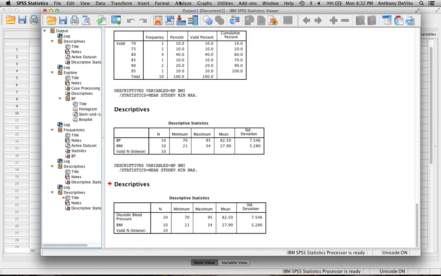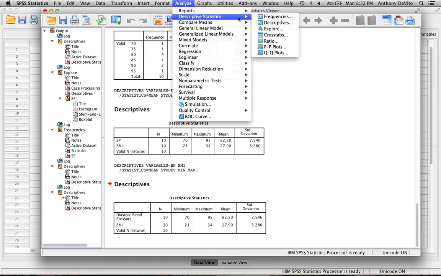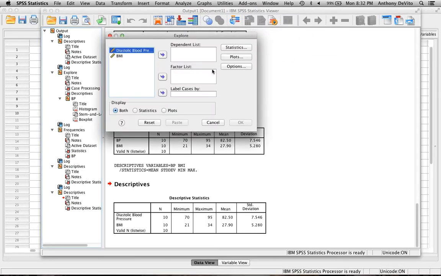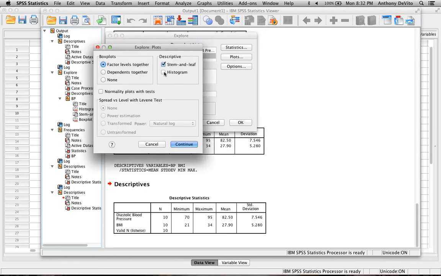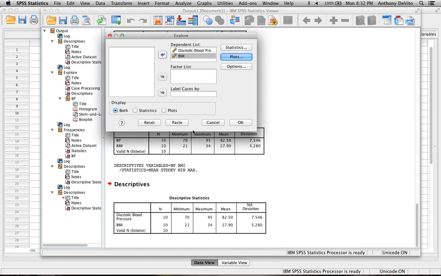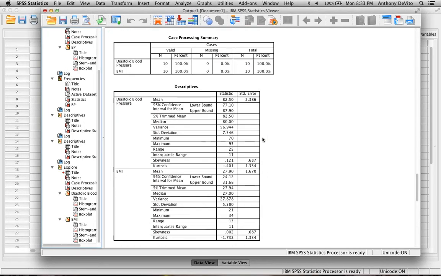So now I'm going to go back to Analyze, Descriptive Statistics. I'm going to go into Explore. Okay, and I'm going to do it for both. And I'm going to move BMI and blood pressure both into this box, the dependent list, which is really just a list of things I want to do these calculations for. I'm going to click in plots, and I'm going to tell it, I want you to do a histogram for me also. And down here, I'm going to tell it to display both, the statistics and the plots. I could say just statistics, just plots. I'm going to click OK, and it's going to do those calculations for me.